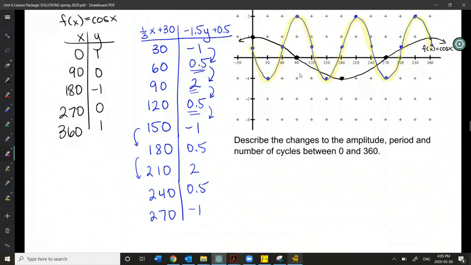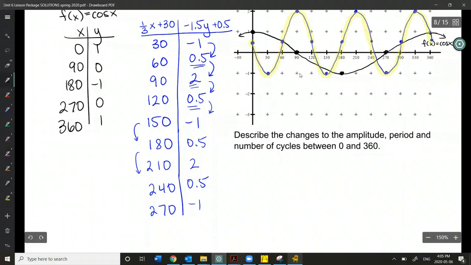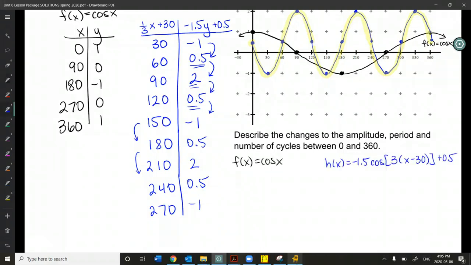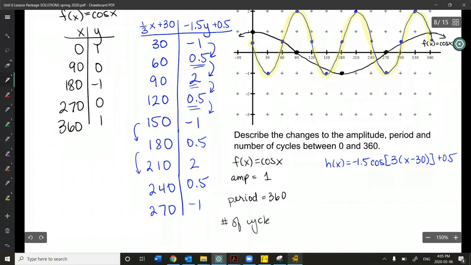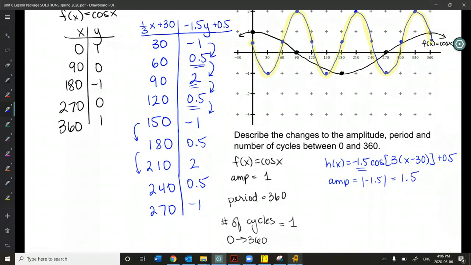Okay, so let's take a look at the changes between our original cos graph and our new one. Our original cos graph has the same properties as the sine graph. So it has an amplitude of 1, a period of 360, and the number of cycles between 0 and 360 is equal to the k value, which is 1. Okay, our new graph, if we look at our a value here, we can actually see that our amplitude has changed. Our amplitude is the absolute value of negative 1.5. So our amplitude is 1.5 units.